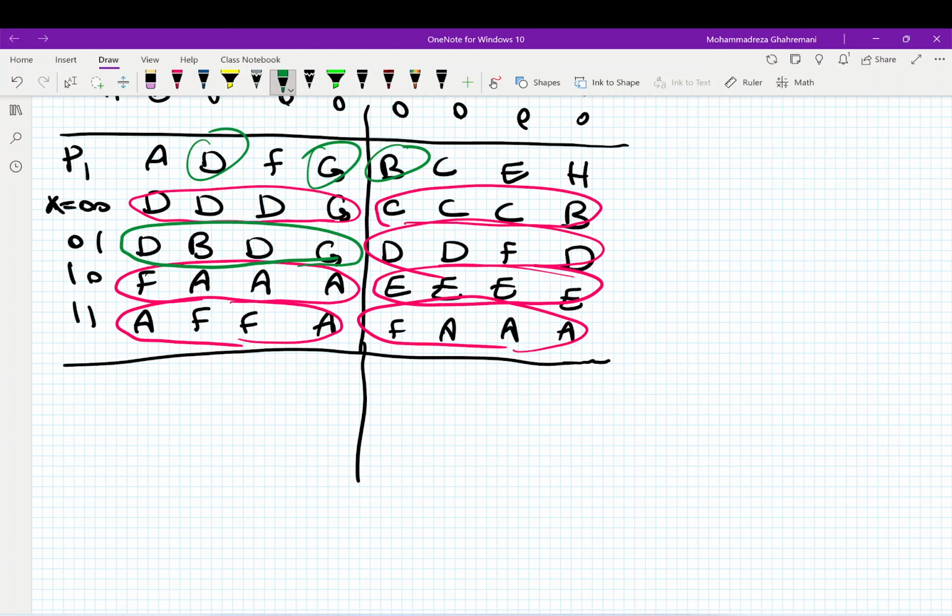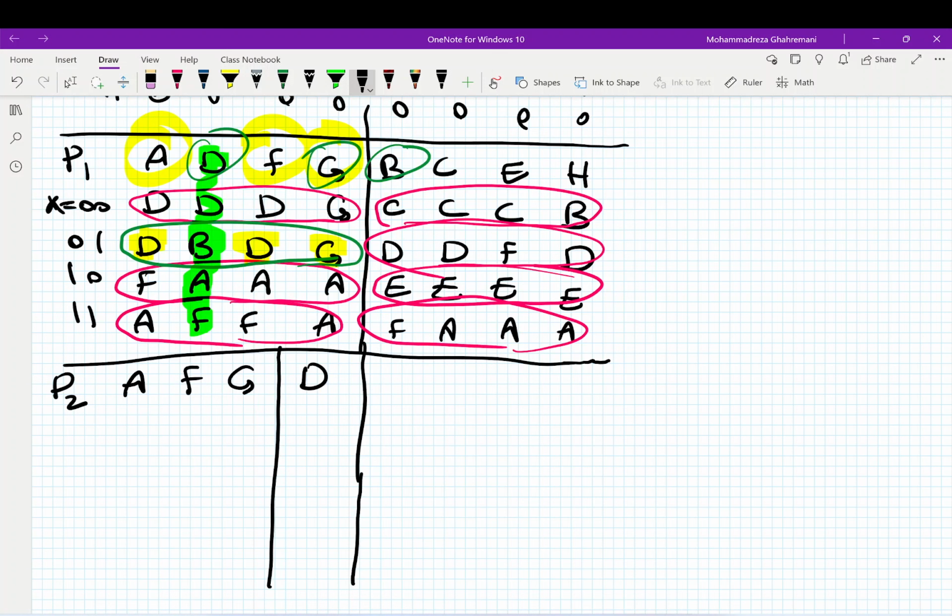Okay, so what we can do, we move to P2, and because D, D, G are in the same block, we put them together and change the position of this state. Let me write it down. So we say A, F, G, A, F, G, A, F, G. We put them together, and here I put D, because D has different outputs, and we add a block here. For the rest of them, we keep it as is.